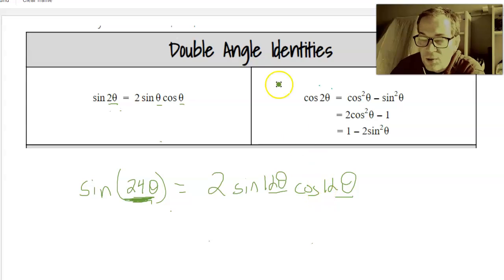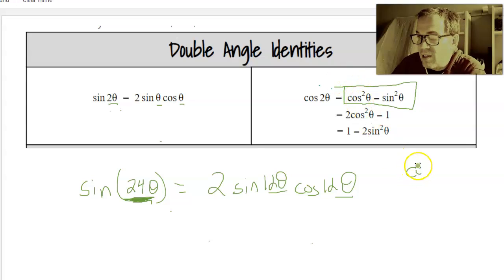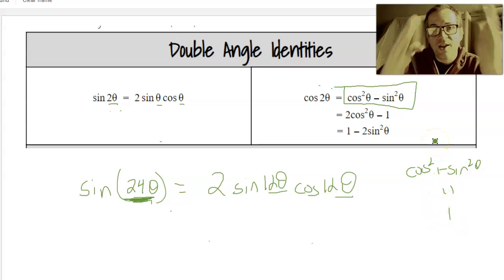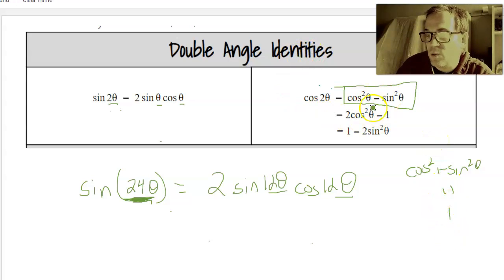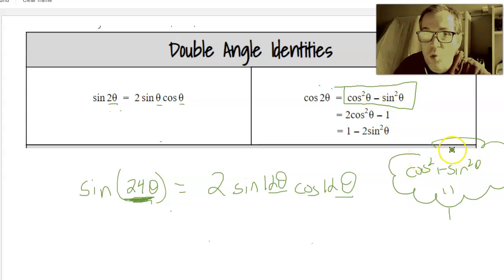For the cosine of 2 theta, I want to point out how much this looks like an identity that we already know. This looks an awful lot like cosine squared plus sine squared, which we know equals 1. So I just want to put that on your radar so that when you guys see cosine squared minus sine squared, you don't think about this one we've been using all the time, but I do want you to recognize that as being cosine 2 theta.